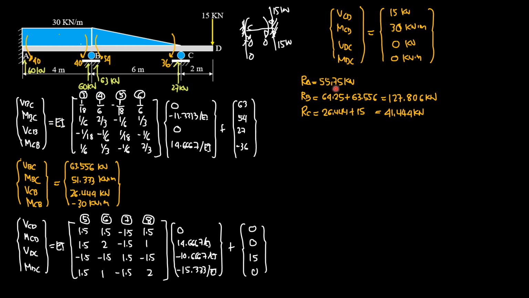and that was 55.75 kilonewtons. RB is shear BA plus shear BC. Shear BA is 64.25 from the preceding slide. Shear BC is 63.556, adding, so you'll get 127.806 kilonewtons. R sub C is shear CB, which is 26.444, plus shear CD, which is 15, so 41.444 kilonewtons. So that checks, and these are also the answers in the lecture part, solved by superposition method.